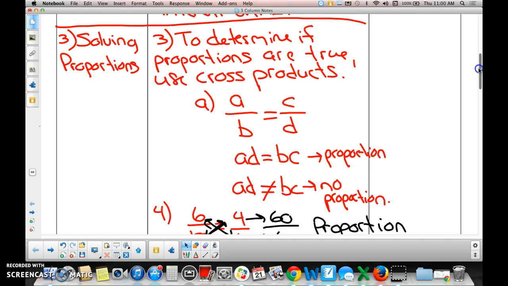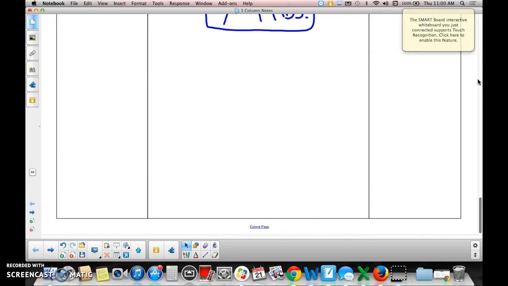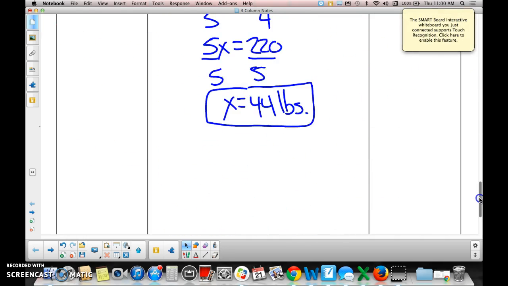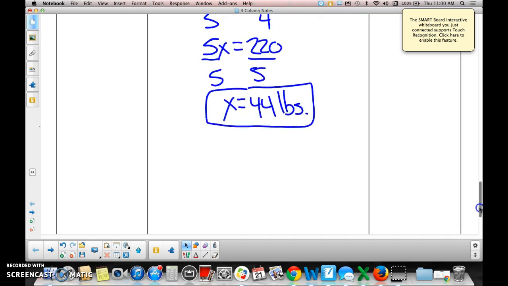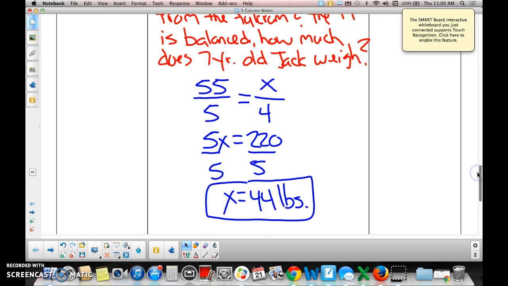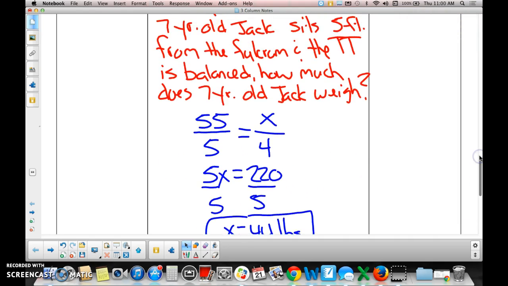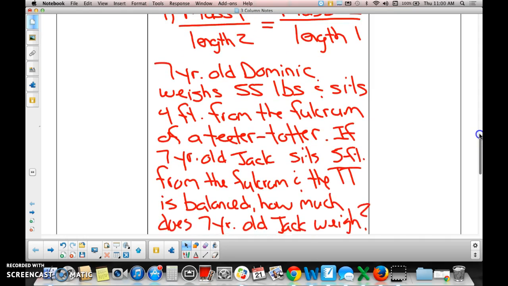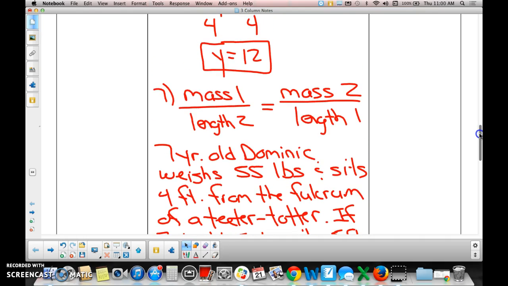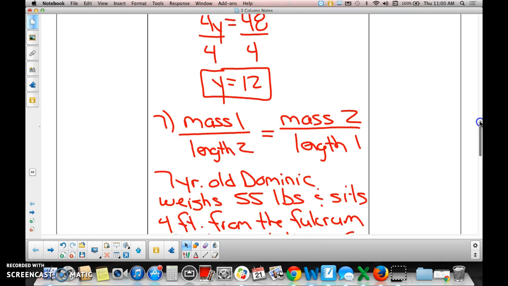Okay, a couple of examples for you, and Smartboard is not cooperating at all. Good video right now. Okay, the example that we gave you word problem wise would be the teeter-totter. You needed a formula to calculate this problem, and so we give you the formula to calculate, and the rest is history, as they say.